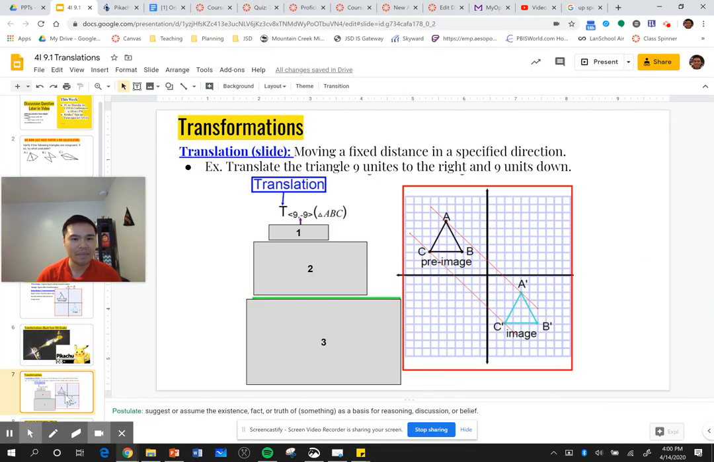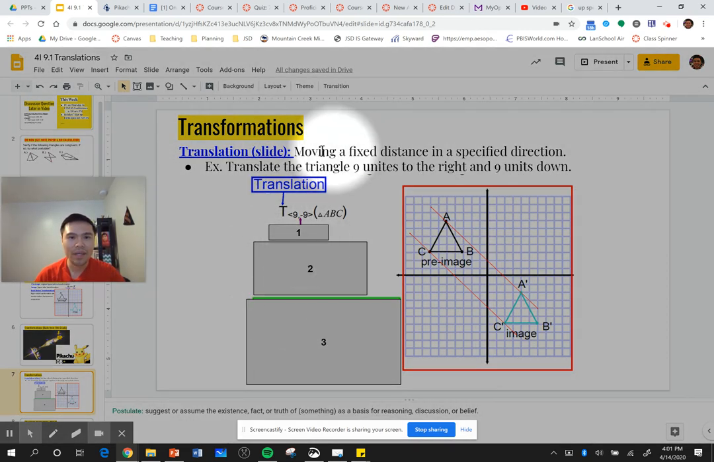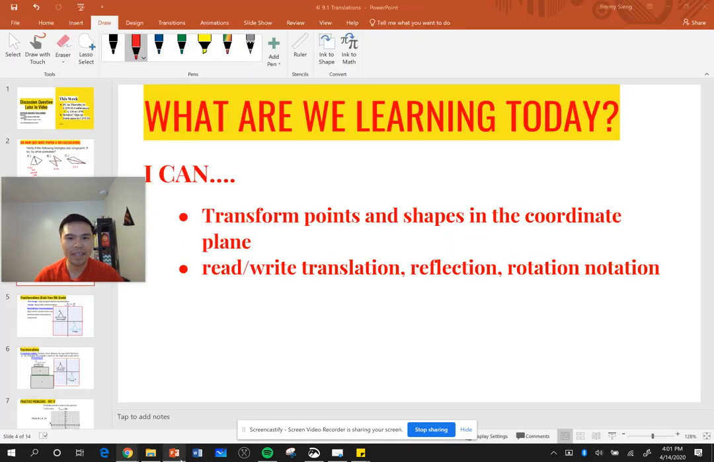All right. So now we got more transformations. Again, we can say that we're taking the pre-image and we could use notation to slide or move around, okay? We can use the notation to move things around. So in this case, I want to point out that the translation is moving a fixed distance in a specified direction, okay? It has to be very specified. And then, for example, let me see if I can go back to this.